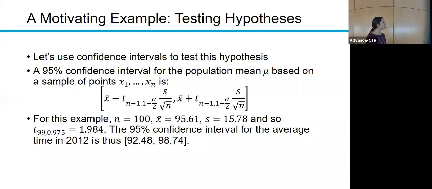So when you have a sample, the 95% confidence interval for the population mean is going to be this X bar minus this T value times the standard error, and the upper bound is going to be X bar plus this T statistic times the standard error. And I know again that we haven't covered it, but this will be covered. The idea is that it's going to create an interval where the center is going to be X bar, which is 95.61, and it's going to create a lower bound and an upper bound for this value. So if you go through and plug in the values that I've given you, you end up finding that the 95% confidence interval for the average time in 2012 is bounded between 92.48 and 98.74.